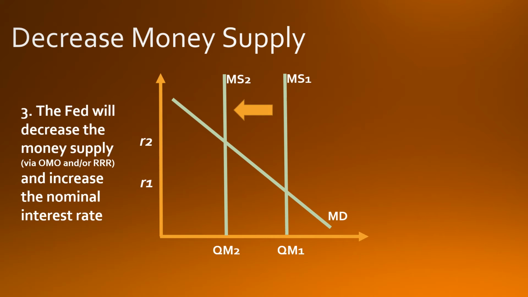Now, what that's going to do is that's going to change our equilibrium. So our nominal interest rate is going to rise from R1 to R2. And we're also going to see the quantity of money decrease. So there's less money out there in the economy. And at the same time, it's going to be more expensive to borrow money. Definitely it's going to pump the brakes on the economy.